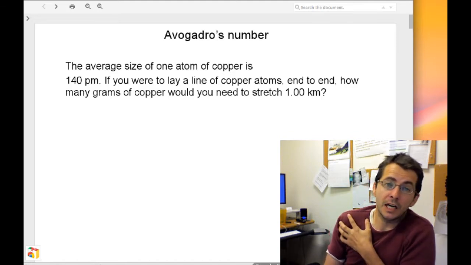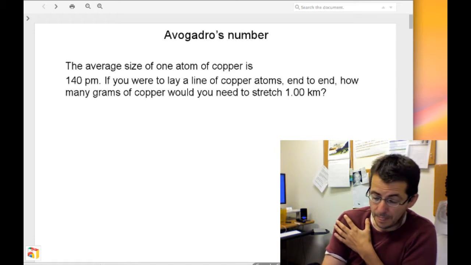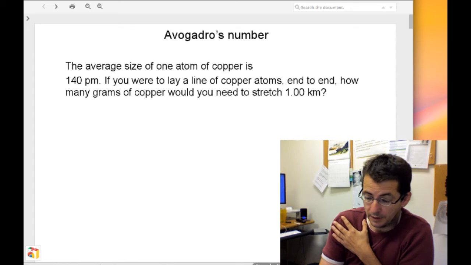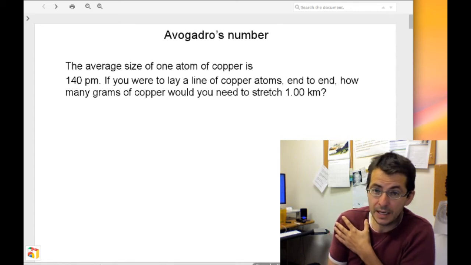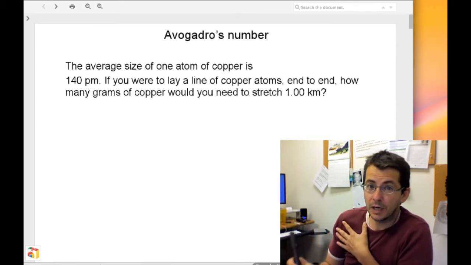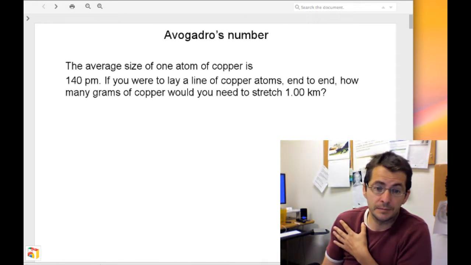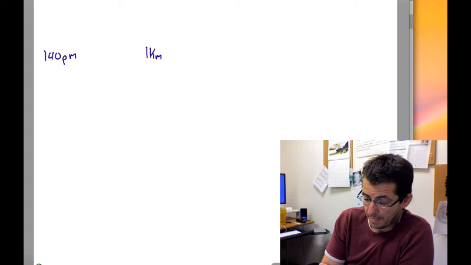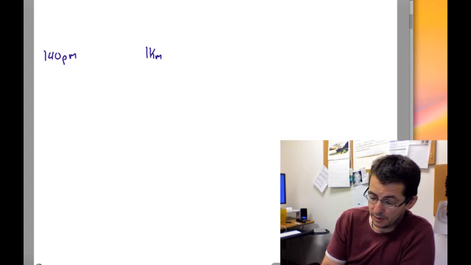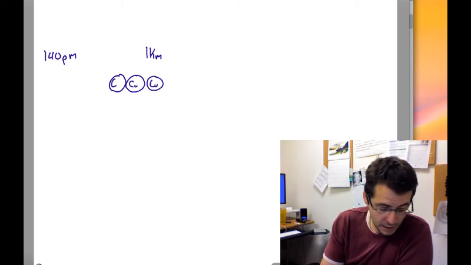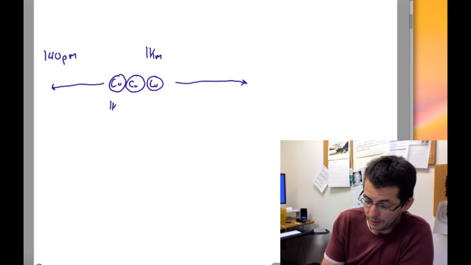The average size of one copper atom is 140 picometers. If you were to lay a line of copper atoms end to end, how many grams of copper would you need to stretch 1 kilometer? A very typical Avogadro's number style problem, talking about individual atoms. So we take a bunch of coppers, and we end up stretching them 1 kilometer.